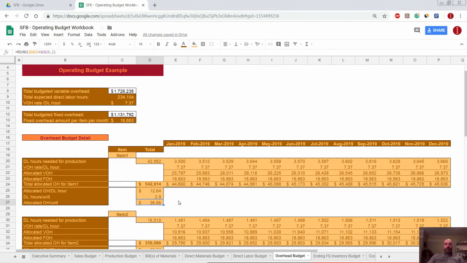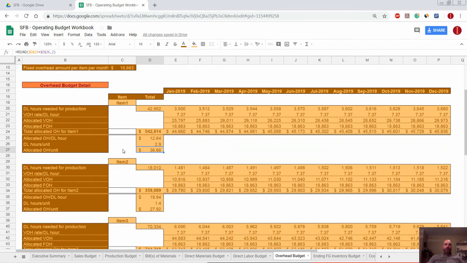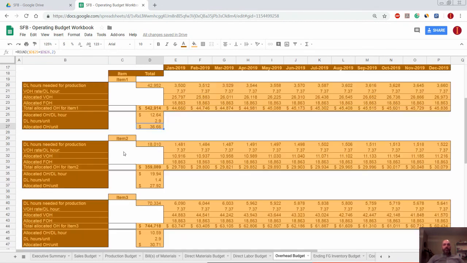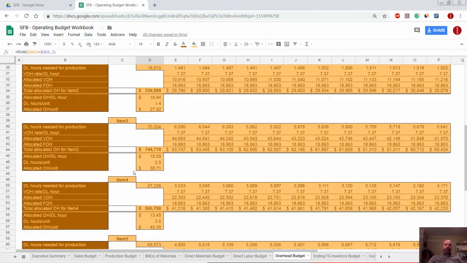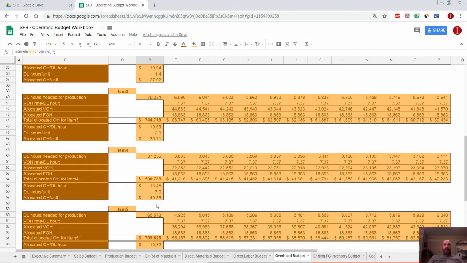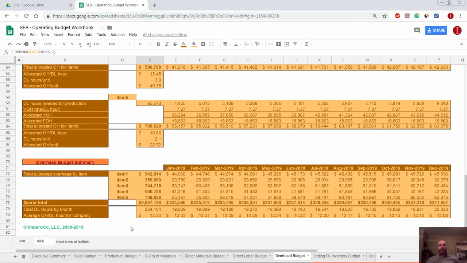and the total expected allocated overhead per unit is $36.66 for item 1. Each item, each finished good, is going to have a different expected overhead per unit. It varies: $36 there, $28 there, $30, $40, and $22. We come down here and we have a little summary of each item.